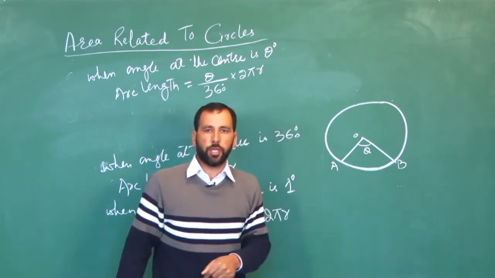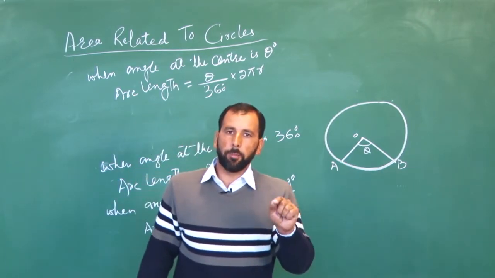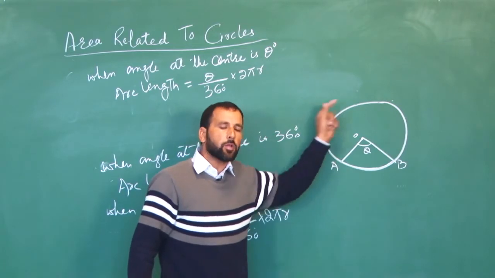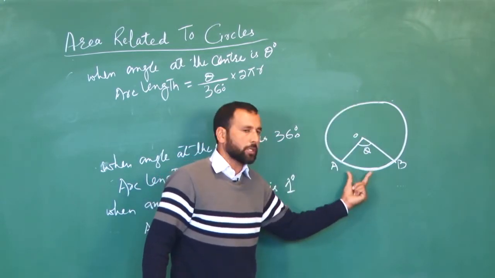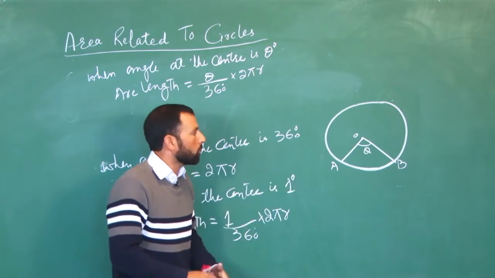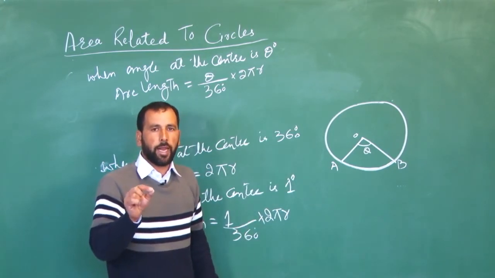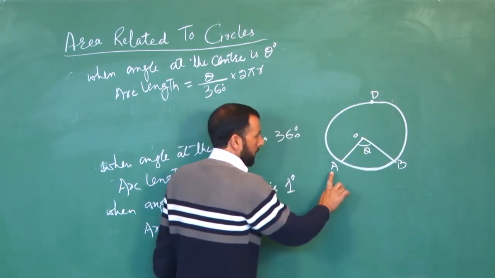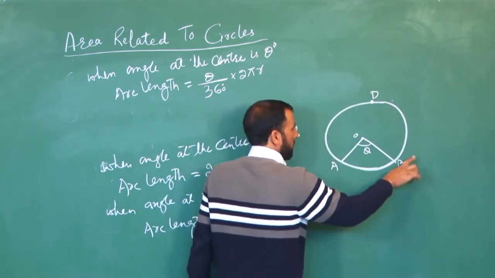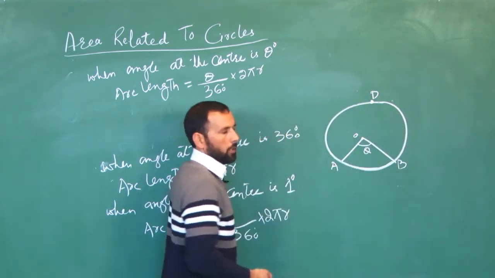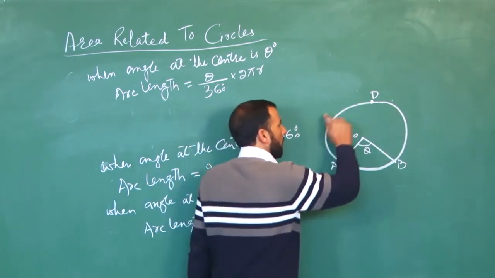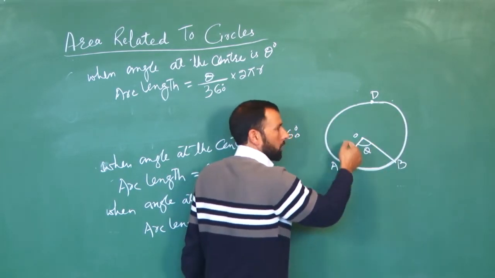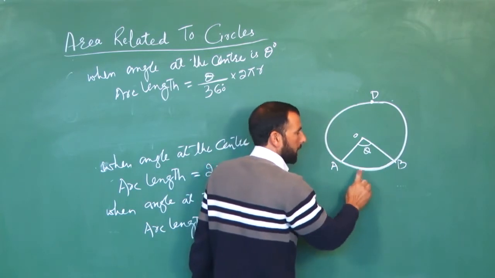Now the question arises here, how to find the length of the major arc? Clearly, the circumference of the circle is 2 pi r. We have to find out the length of the major arc. We call this point D here, so the major arc is A, D, B. The length of the major arc is equal to the circumference of the circle minus the length of the minor arc.